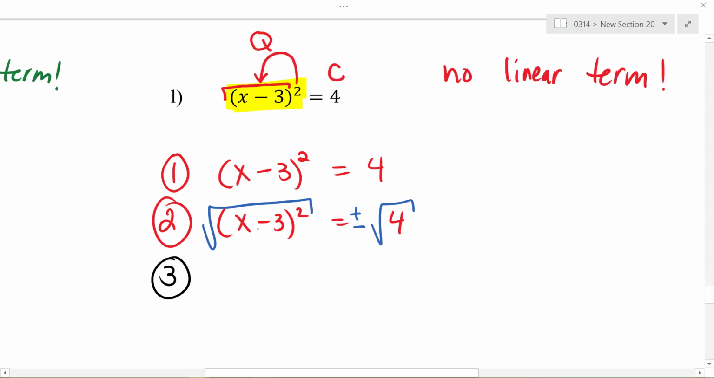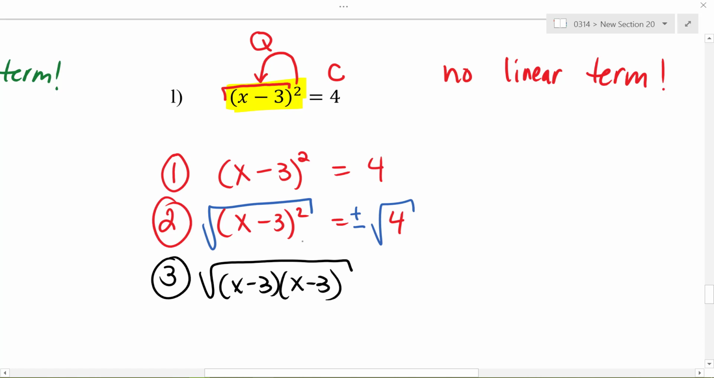Okay, step number 3, we want to simplify these radicals. Okay, so this is new. How do I do this? Okay, x minus 3 quantity squared. What does it mean to have x minus 3 squared? Well, that means x minus 3 times x minus 3.